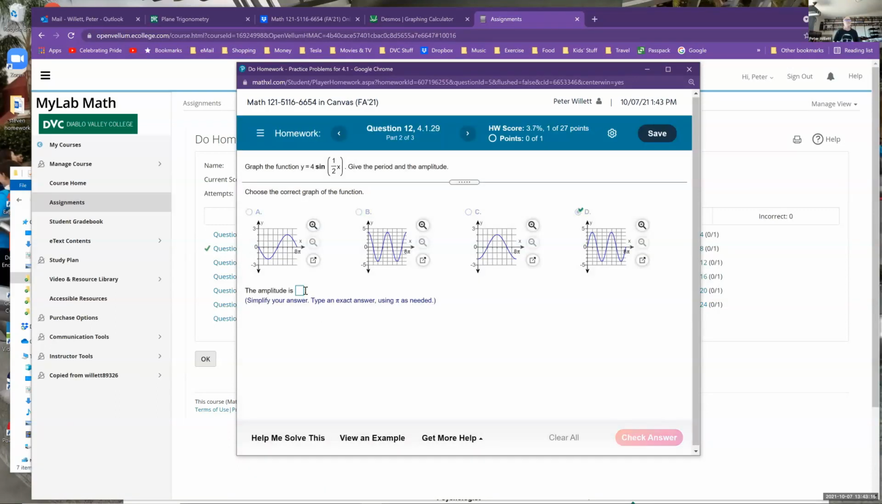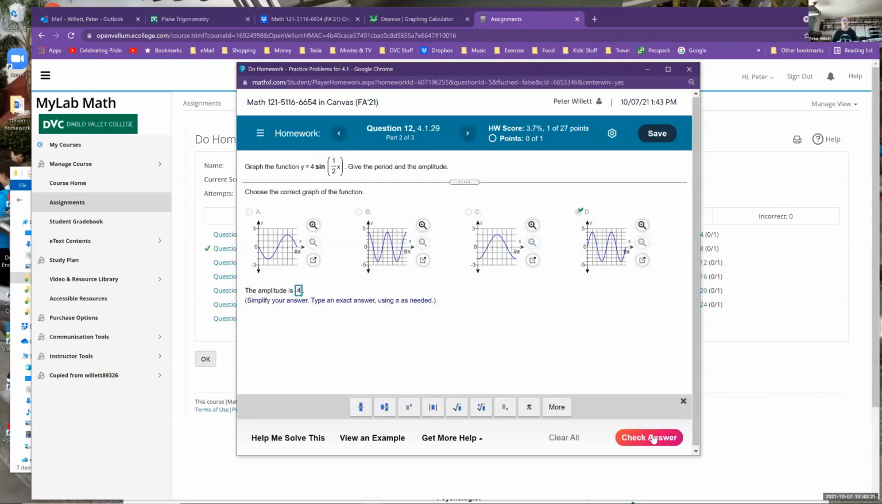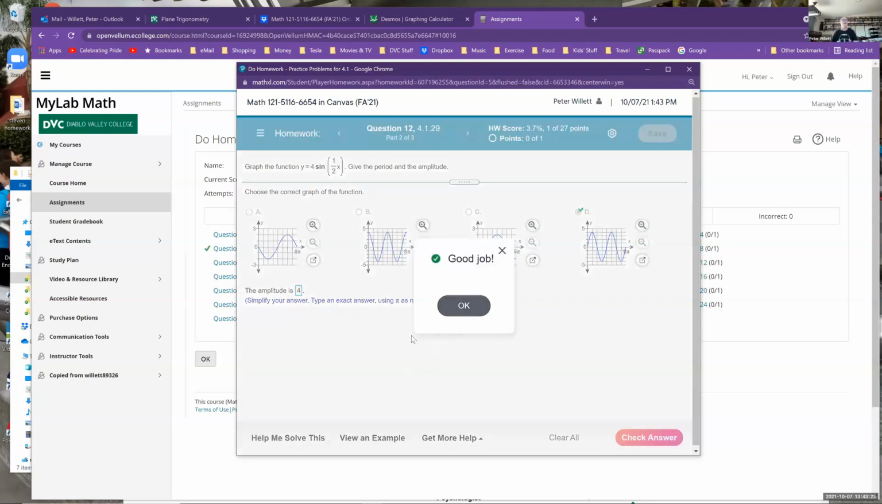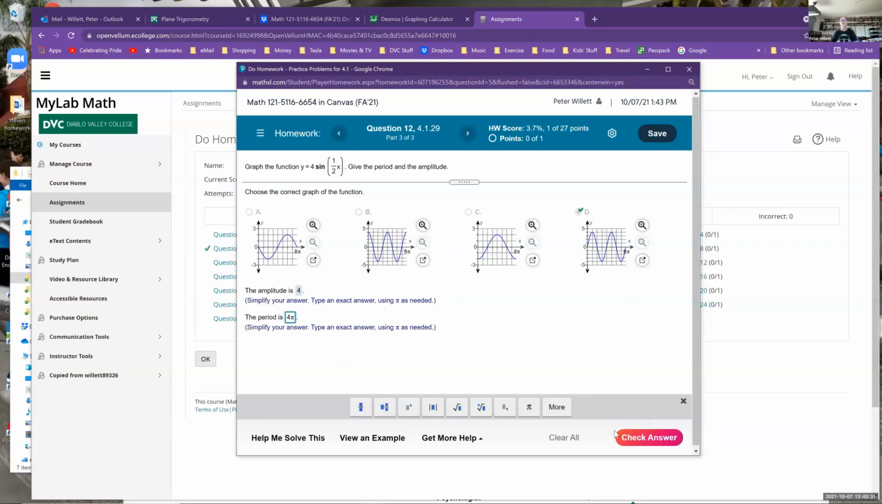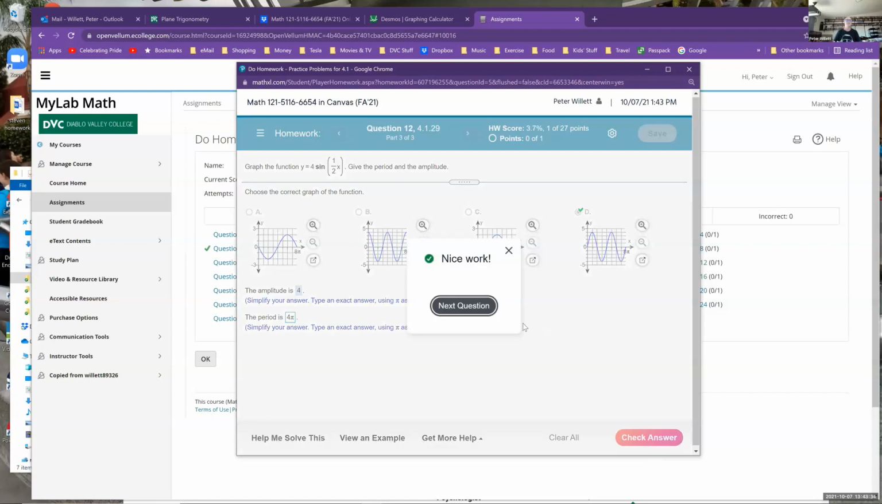Then the amplitude, as we saw before, is the number sitting out front, which is a 4, as long as it's positive. And then the period, I would take 2 pi and divide by 1/2. And if I do that, I actually get 4 pi, which I'll just do quickly here, as we don't have a lot of time left. But there's another example of a problem from our homework.